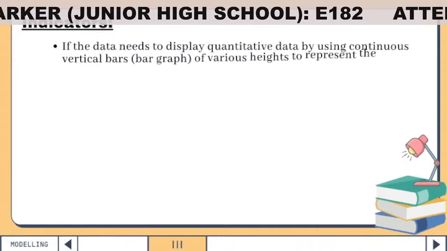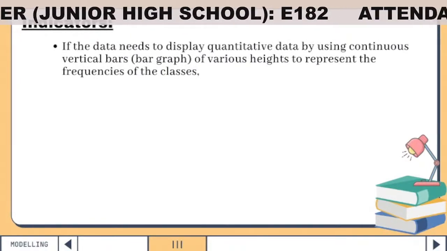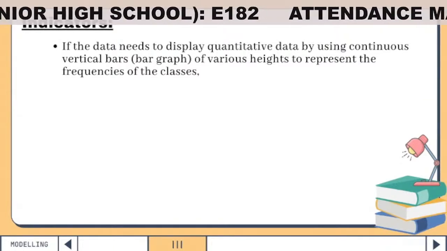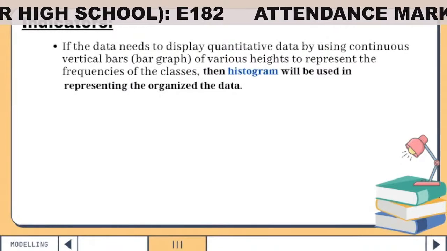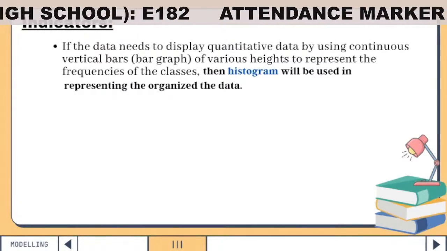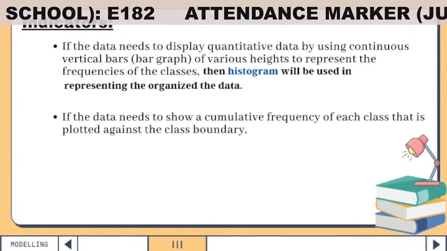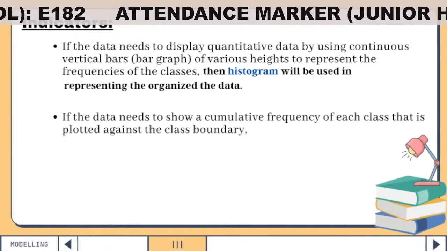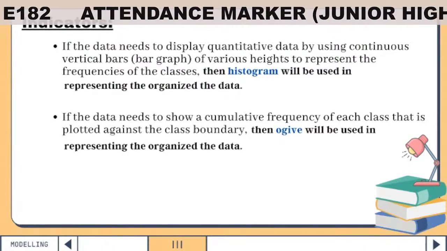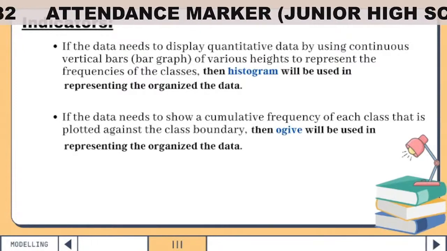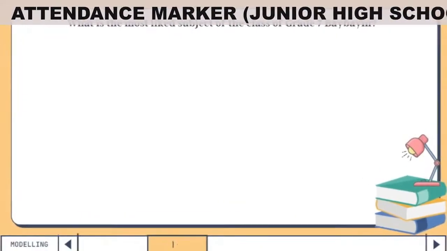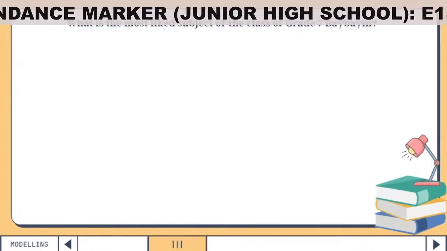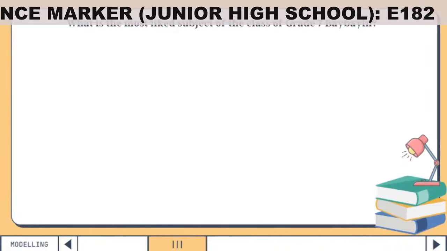If the data needs to display quantitative data by using continuous vertical bars of various heights to represent the frequencies of the classes, then a histogram will be used. And if the data needs to show a cumulative frequency of each class that is plotted against the class boundary, then an ogive will be used. Now, considering the problem that we had, what is the most liked subject of the class of grade 7 Baybayin? This would show how all parts in the class are related as a whole.